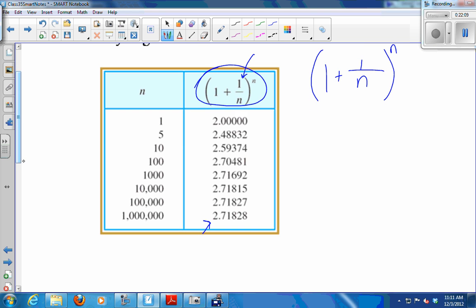So I'm plugging in really big values of n, and I'm getting like 2.7 something. This number is approaching a really famous number called e. It's called e after the mathematician Leonard Euler, spelled E-U-L-E-R. So it's named after him. And this is a really famous limit.